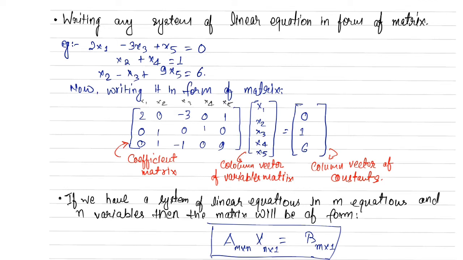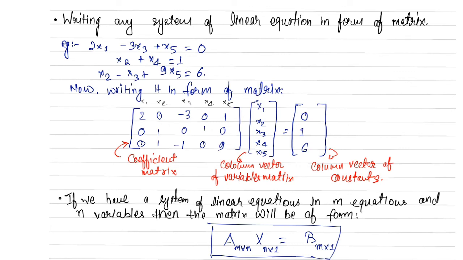And now we'll take another matrix in which we'll write all the variables in a column matrix. Okay, and now we'll put an equal to sign. On the other side of the equal to sign, or in the RHS, we'll write all the constants, that is 0, 1 and 6 in this case.